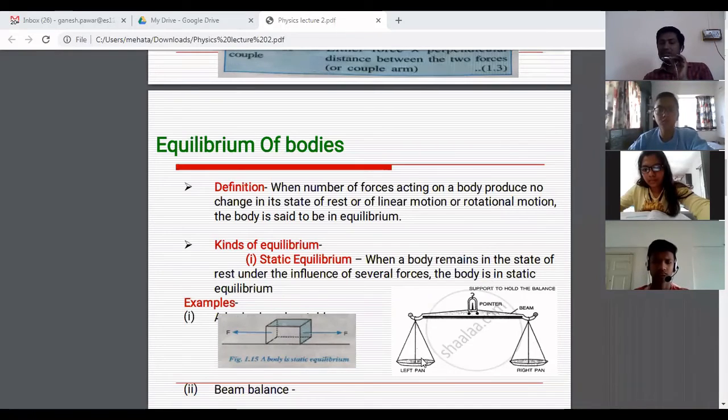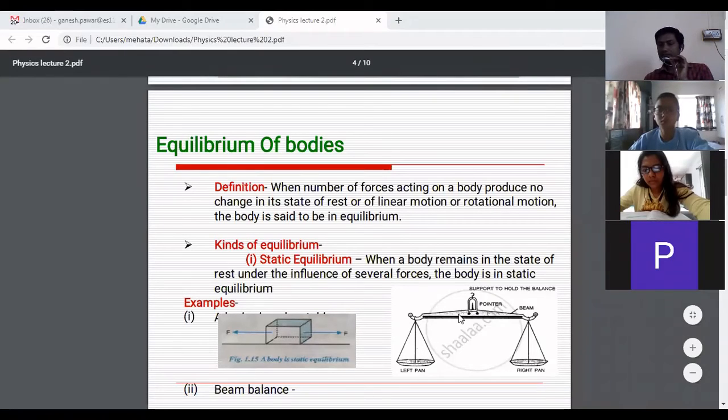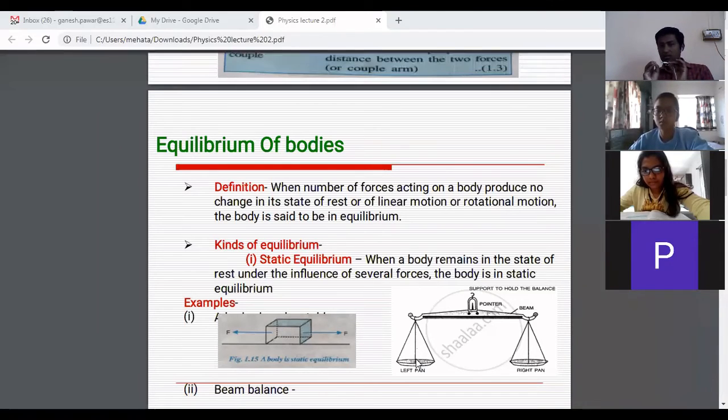Suppose the vegetables in the left pan are more, then I will say anti-clockwise moment is more. Again, the pointer will shift to the left. But at one point, what will happen when the weight in the right pan and the weight of the vegetables in the left pan are equal? In that case, you will find that the pointer will be at the center.